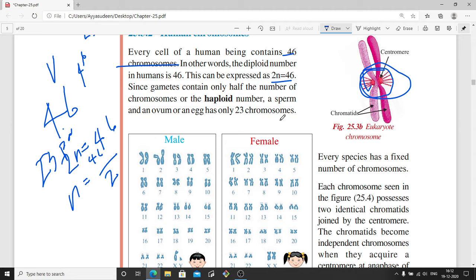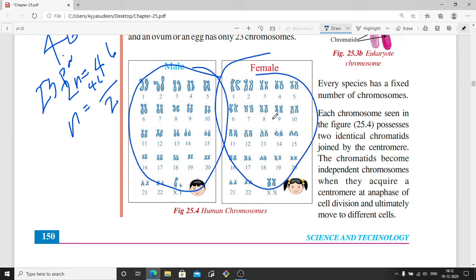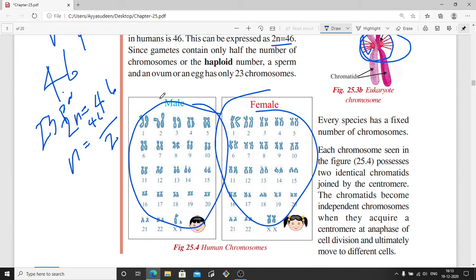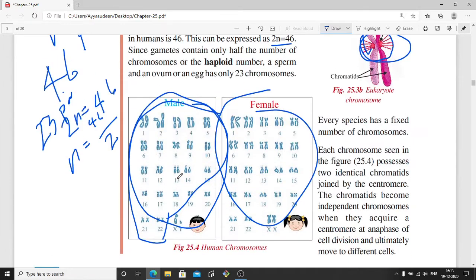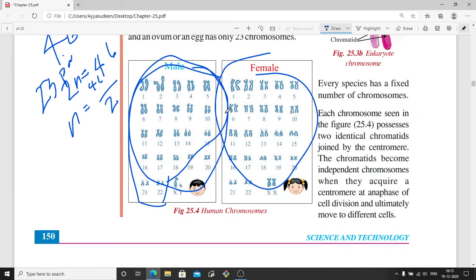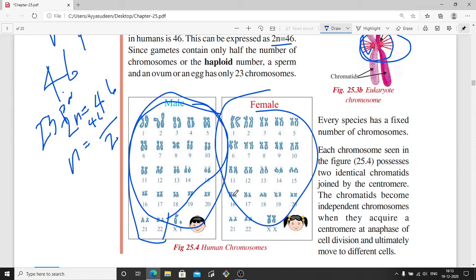So each gamete will have, you can see here, 23 pairs. Male and female will have 23 chromosome pairs. These 22 pairs are called autosomes. This one pair is called allosomes or sex chromosomes. These determine the sex or gender of the human. We will see more further.